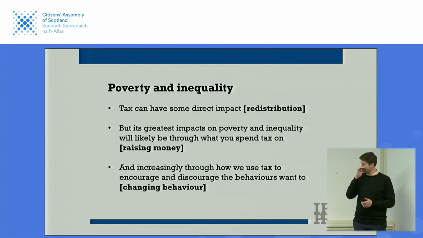I was asked to talk a little bit specifically about poverty and inequality. So we've done a great deal of work in Scotland looking at child poverty and how you can potentially reduce really high levels of child poverty in Scotland, albeit those child poverty levels are lower than in the rest of the UK. And really, tax can have some role here, a big role here.